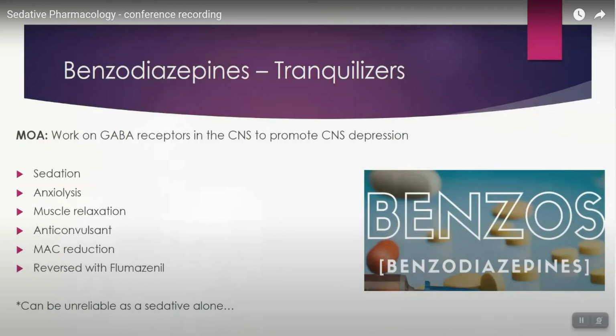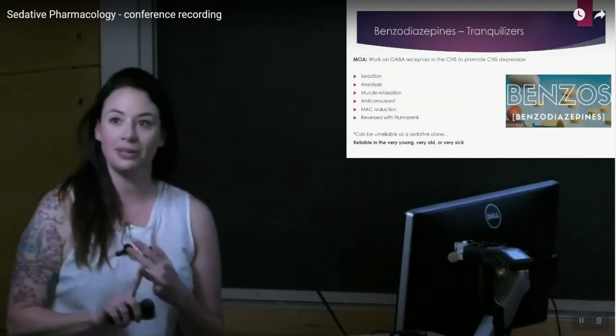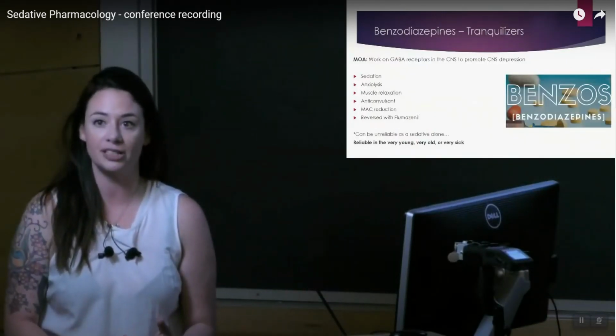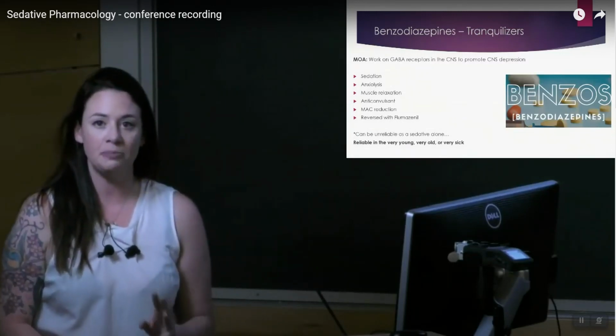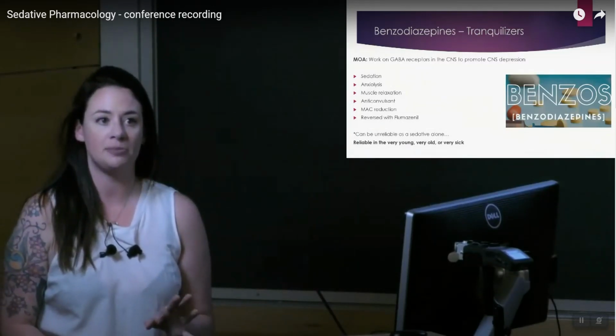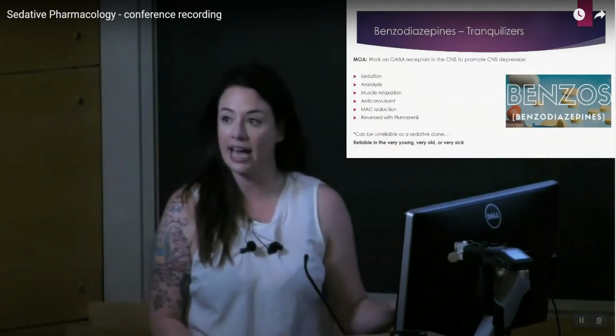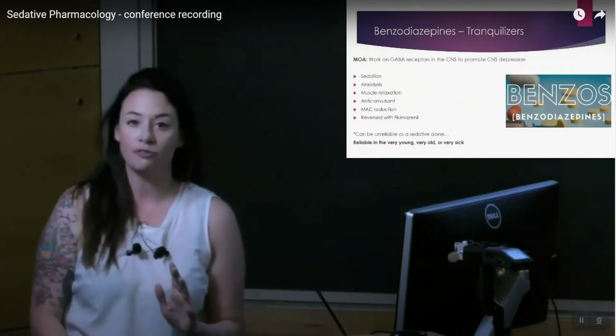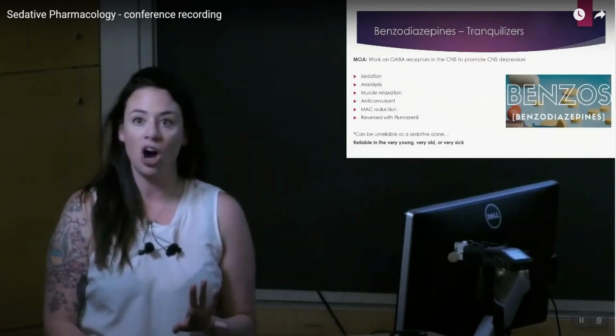However, benzos can be unreliable as a sedative alone. They are, however, reliable in the very young, very old, and very sick. I'm going to repeat that because it is so important, the very young, the very old, and the very sick. If you administer a benzodiazepine to a patient not in this category, you have no idea what you're going to get. Think about that fractious pit bull that comes in, all upregulated.